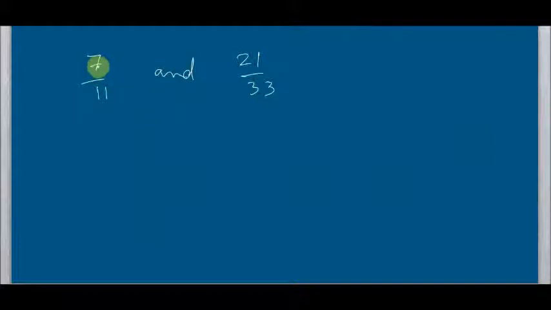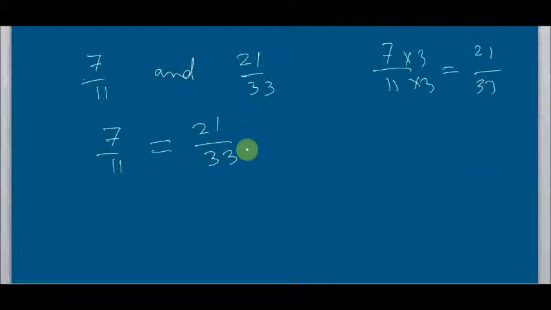So here we can compare this one. If you multiply 7 by 3 you will get 21. Similarly, if you multiply 11 by 3 you get 33. So this fraction is the common third multiple of 7 and 11. That means 7 by 11 into 3 by 3, then you are getting 21 by 33. Okay, that means these two fractions are equivalent fractions, equal to, so you will write 21 by 33.